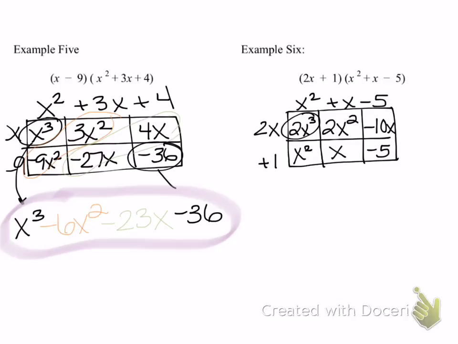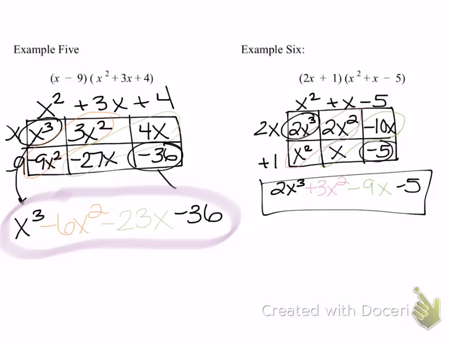So I'm going to take my first number. I've got 2x to the third. I take one of my diagonals. So 2x squared plus x squared gives me a positive 3x squared. And then I take my other diagonal that are like terms, keep in mind, which I've got negative 10x and 1 positive x, which gives me a negative 9x. And then lastly, I take my negative 5, which is just a minus 5. And there's my answer.